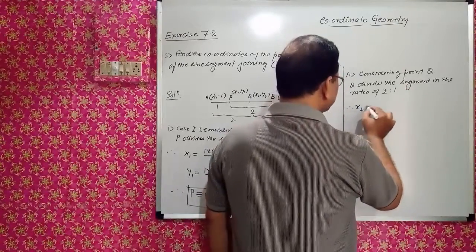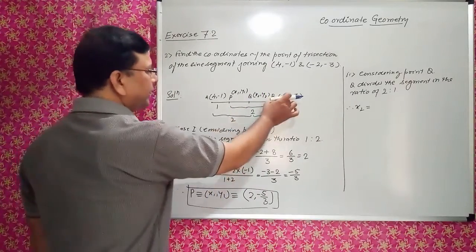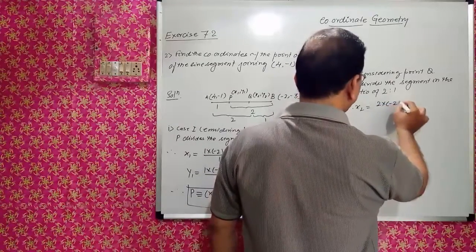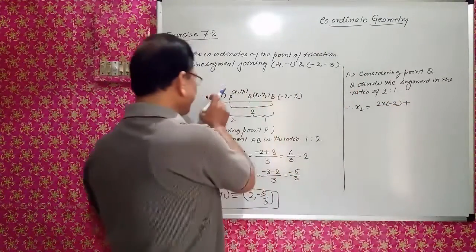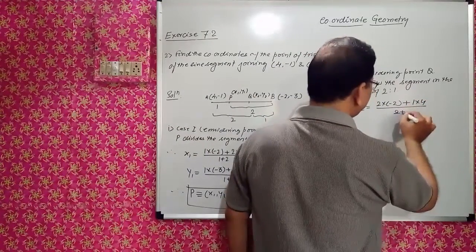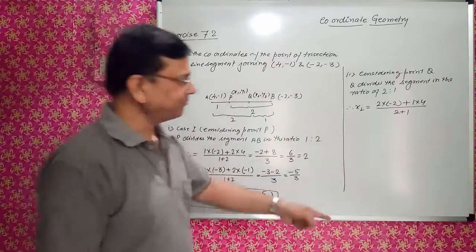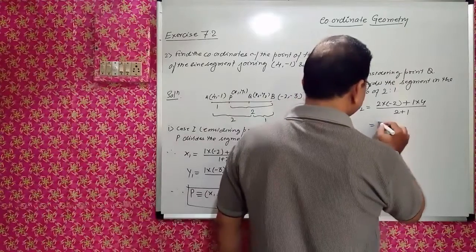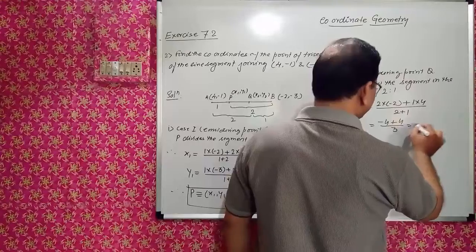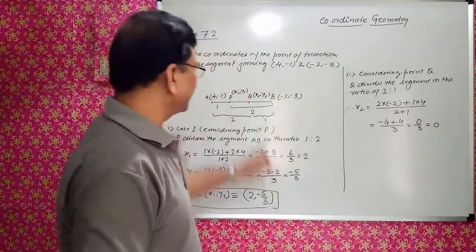Therefore, x2 is equal to what? x2 is 2 into minus 2 plus 1 into 4, upon 2 plus 1. Isn't it? In the similar manner I am proceeding, same formula I am using. So this is minus 4 plus 4 upon 3, that is 0 by 3, that is equal to 0. The x coordinate is 0 for Q.